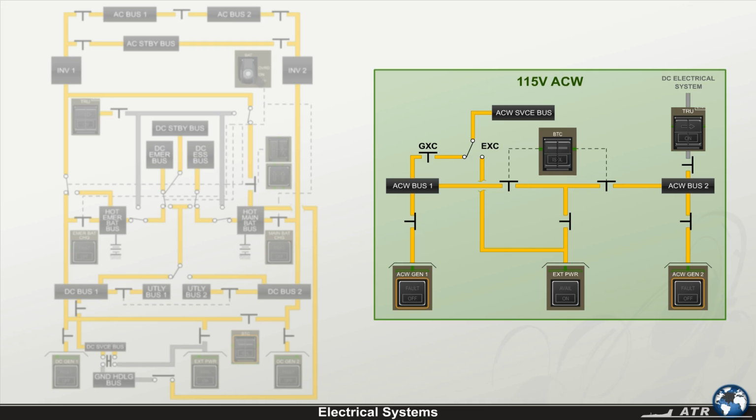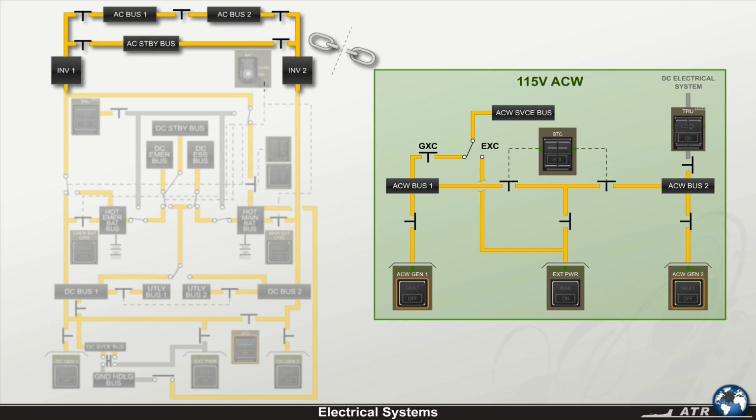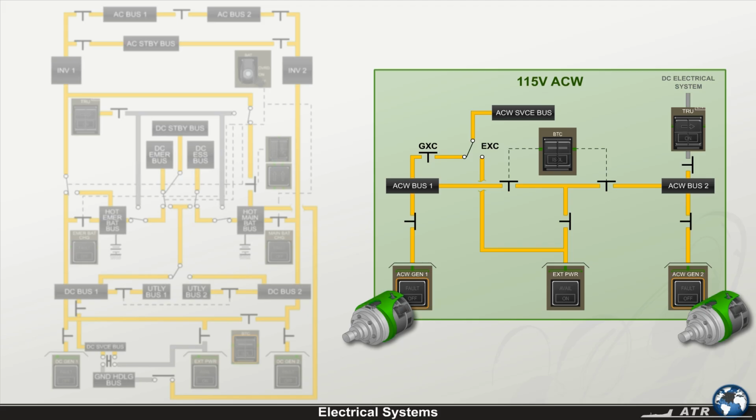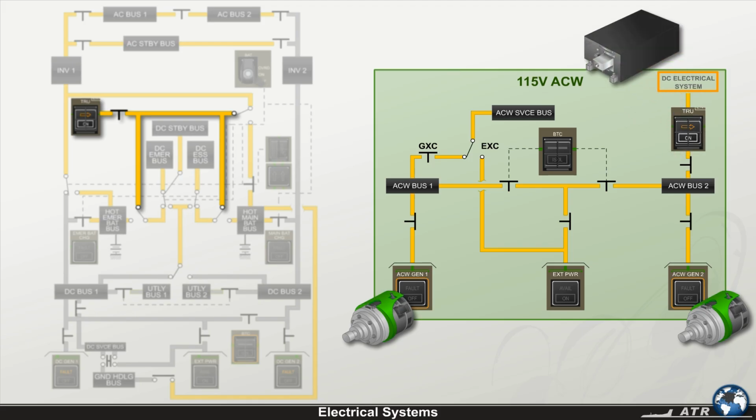115-volt wild frequency alternating current, AC wild. AC wild frequency is provided independently from the AC constant frequency power by 2 propeller-driven generators. The AC wild generators can also supply the direct current electrical system through a transformer rectifier unit, short TRU.